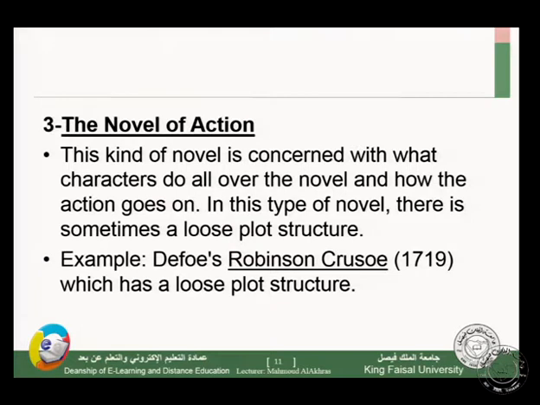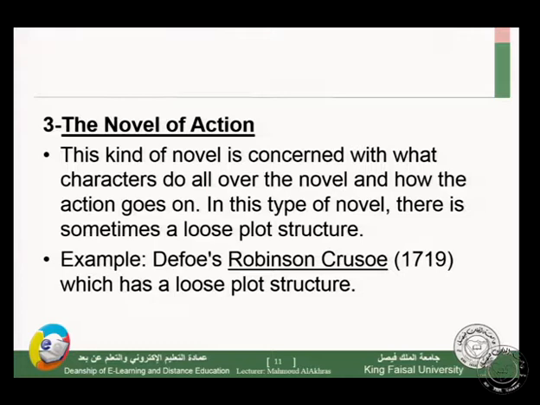3. We have the novel of action, or the action novel. This kind of novel is concerned with what characters do all over the novel and how the action goes on. In this type of novel, there is sometimes a loose plot structure. For example, we have Defoe's Robinson Crusoe, which was written in 1719.